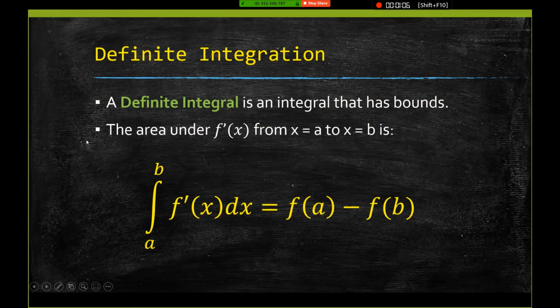Okay, so from earlier, a definite integral is any integral that has bounds. So if I wanted to integrate f prime x from a to b, I would integrate by undoing the derivative. So it'll get back to the original function, then I'll plug in my upper bound and subtract my lower bound.